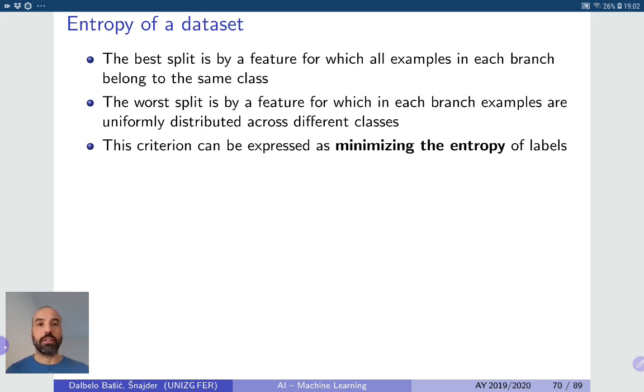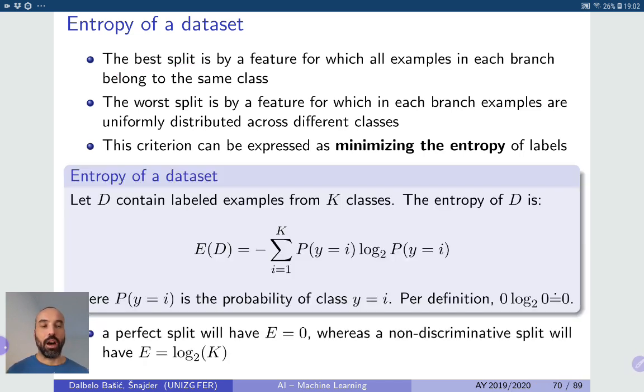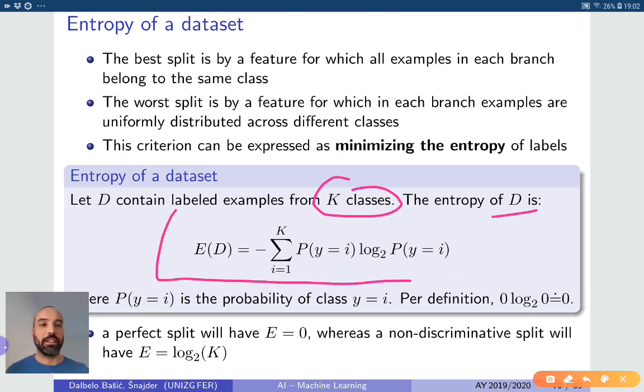So my goal, since I'm after the best split here, would be to minimize the entropy, because if the entropy is minimized, this means that I'm quite certain about what the label of the examples in that particular branch is supposed to be. So the criterion can be expressed as minimizing the entropy of the labels. Let's define the entropy of the labels or of the data set. Let's say that D contains examples from K classes, where K can be more than 2 classes. Then the entropy of the data set will be defined as follows.